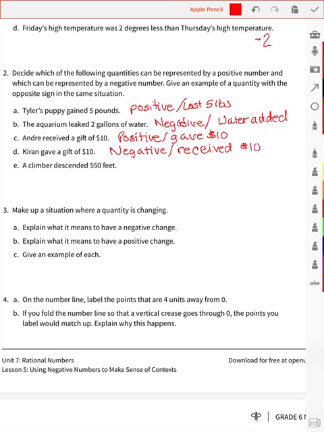And E, a climber descended 550 feet. That would be negative. That means he went down the hill, so positive would be ascended, with an A, A-S-C-E. And that would be the same as climbing 550 feet.